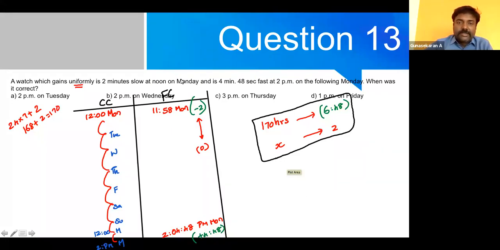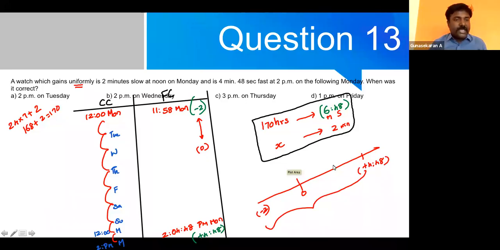Now this is in minutes, so no doubt: 2 minutes. But this is in minutes and seconds. That is not allowed. This is in hours, this is in hours. So that's fine. Now convert this from -2 to +4. Initially it is -2, that's why we have drawn a graph. Initially it is 2 minutes behind. From there, it is 4 minutes 48 seconds past.